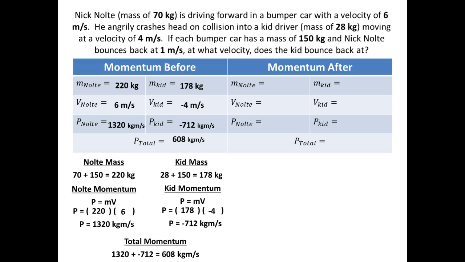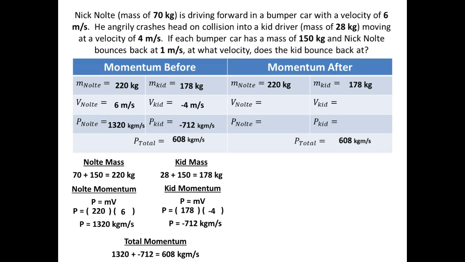This is my momentum before the collision, before the two bumper cars bumped into each other. I'm going to write it directly into my table. So my total momentum before is 608 kilogram meters per second. Law of conservation of momentum states that momentum before, total momentum of all objects before a collision, equals total momentum of all objects after a collision. So I'm going to bring 608 kilogram meters per second over to my total momentum for the after. My mass does not change unless the kid got thrown out of the bumper car. The mass of both objects will remain exactly the same, so I can bring those over as well.